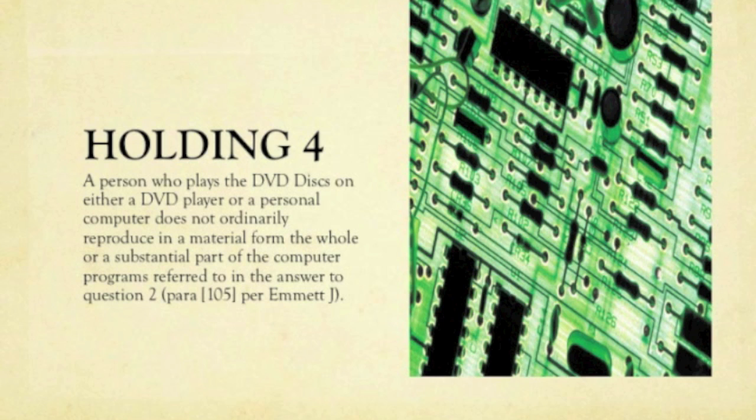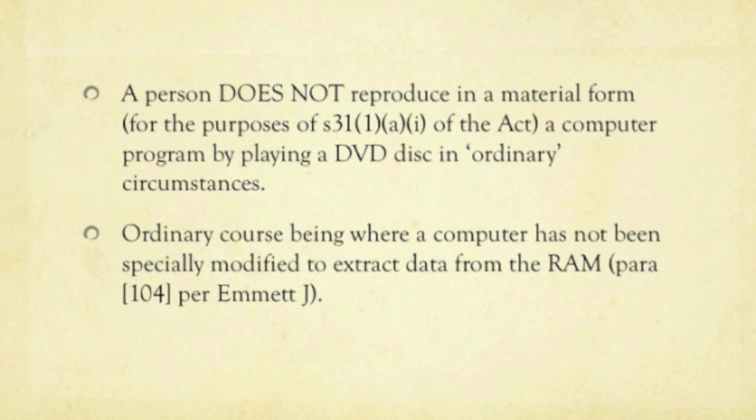Finally, the fourth holding in this case was that, similar to the first holding, a person who plays a DVD disc does not ordinarily reproduce in a material form the whole or substantial part of the computer program. This again looked at temporary data storage capacities of RAM in a DVD player or computer, and whether this constituted replication in a material form under Section 31, subsection 1A(I) of the Copyright Act.